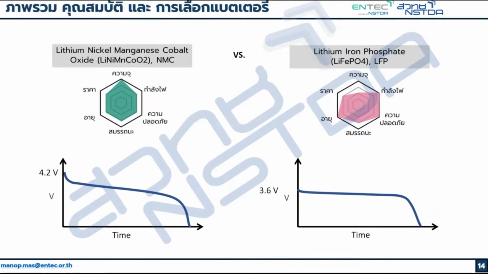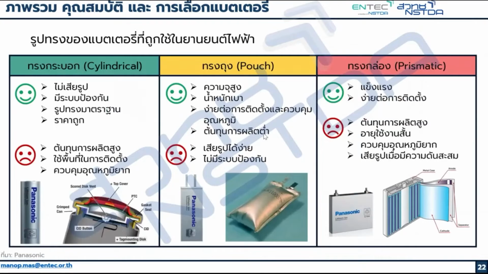Here are the shapes of different types of battery. Mostly there are four shapes, but at present I only show three. The first one is cylindrical, the second is pouch, and the third is prismatic. These three shapes are used differently. For example, BMW uses prismatic, and Nissan uses pouch.